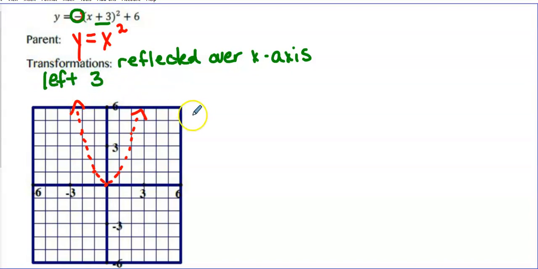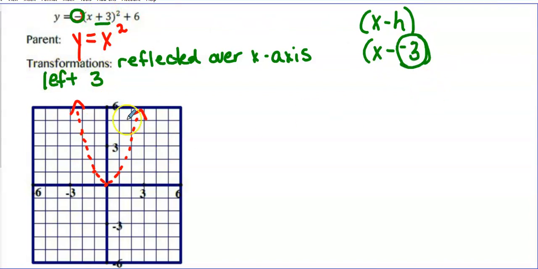And that has to do with that original formula of it being x minus h. Well, x minus negative 3. So the original formula is x minus h, it would have to be a negative 3 for it to show up as a plus 3. So that's where that comes from. So this is the movement right here. Okay, so it's left 3.